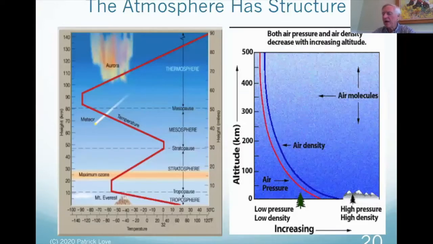The next slide just has a little more information about the structure of the atmosphere, because we're going to need to talk about this in language. The atmosphere has named layers. So the troposphere is the lowest layer. This is where all the weather exists.